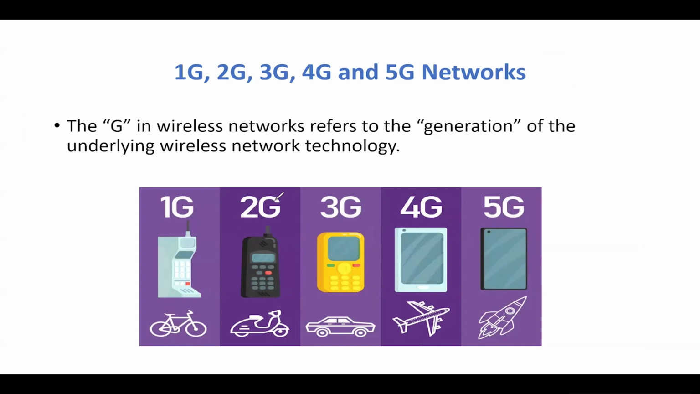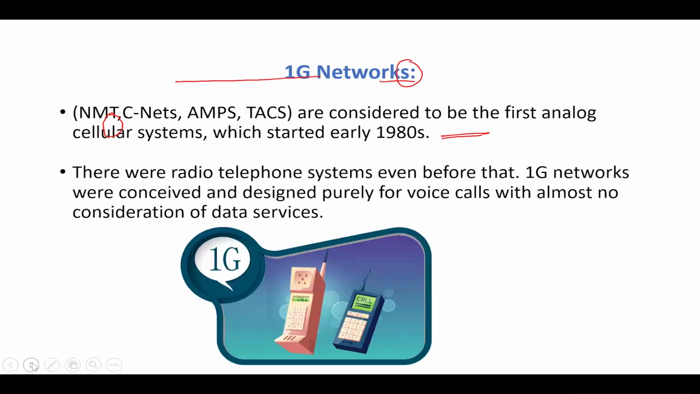Okay, so when we talk about 1G, 2G and all those things, here G in wireless networks refers to the generation of the underlying wireless network technology. So these are all wireless network technologies which we will be talking about. G is nothing but generation. So this is the first generation, second generation, third generation, etc., up to the fifth generation. All right, so let us see them one by one quickly.